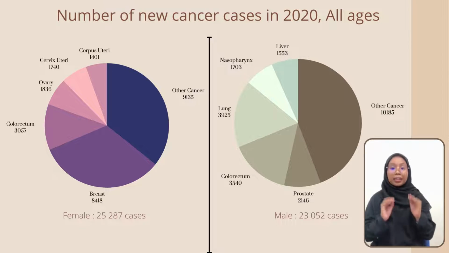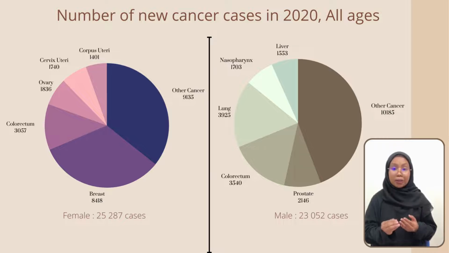However, other cancers are still part of the new cases in 2020. From the male chart we can see 10,185 new cases from other types of cancer, while for female we can see 9,135 cases from the female pie chart.